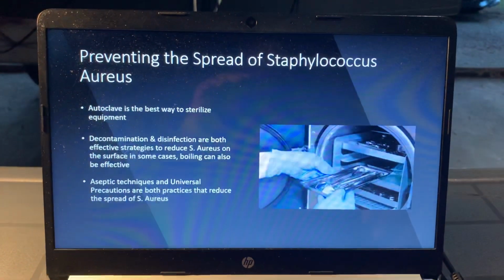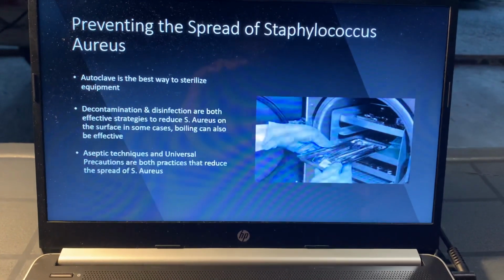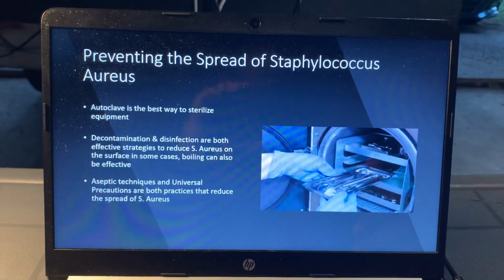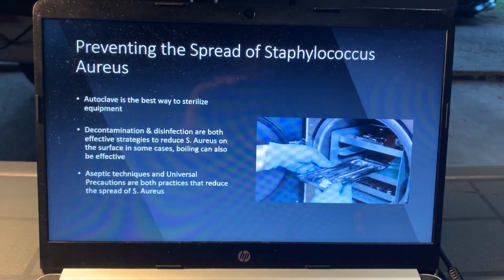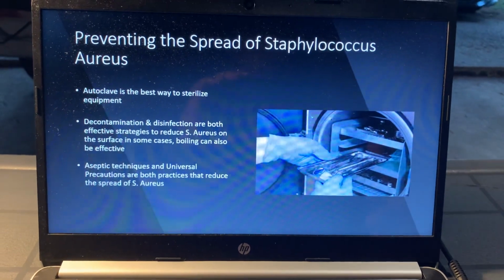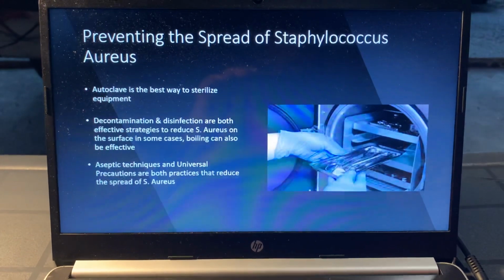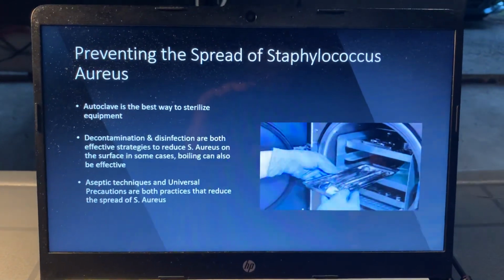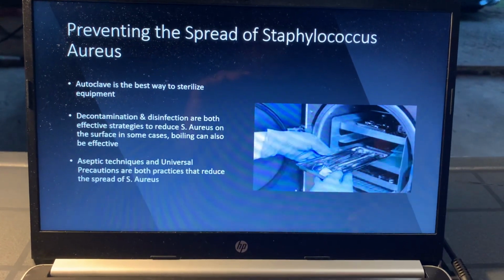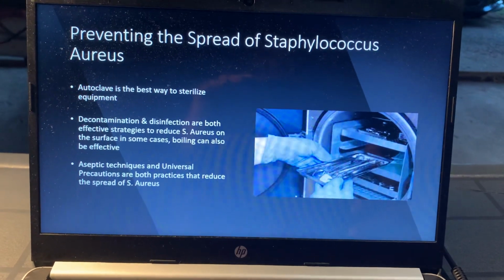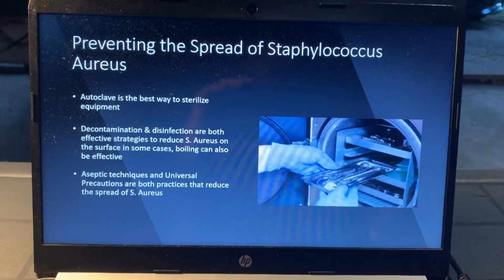How to prevent the spread of Staphylococcus aureus. The autoclave is the best way to sterilize equipment. We can also use decontamination and disinfectants. They are both effective strategies that can reduce Staphylococcus aureus on surfaces in some cases, and boiling can also be effective, but the most effective way is the autoclave. We can also use aseptic techniques and universal precautions as practices to reduce the risk of the spread of Staphylococcus aureus.